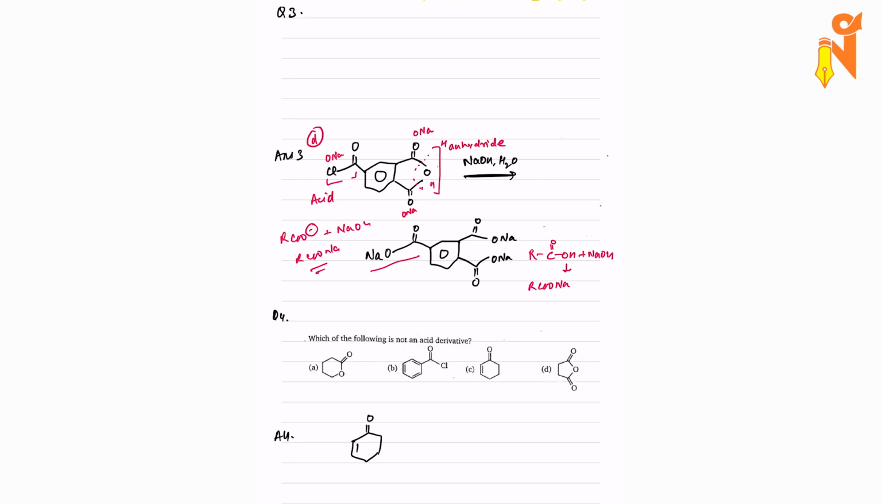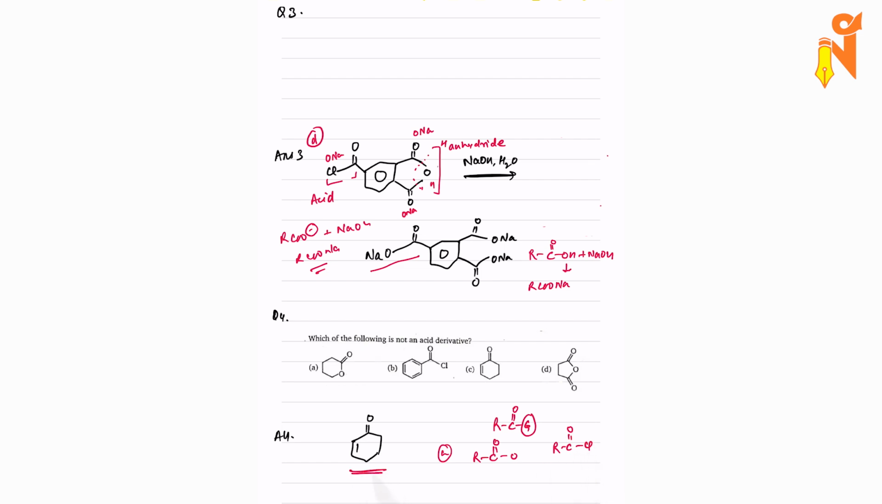The generic formula of an acid derivative is RC double bond O with a functional group. So C double bond O should be attached to a functional group. In case of A, we have RC double bond O and an O-type structure, which is an ester. In B, we have RC double bond O Cl, which is an acid halide.